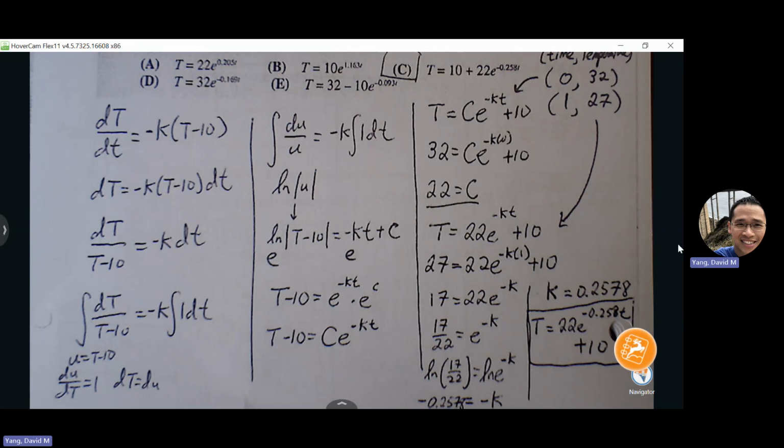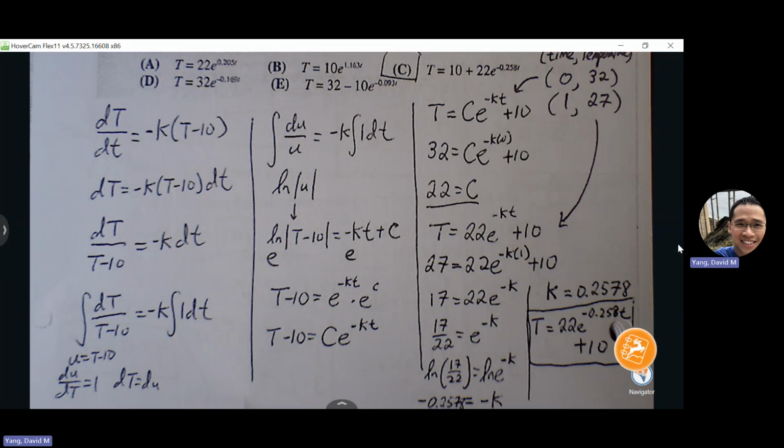I know that at time 0, temperature is 32 degrees, and I can use that to solve for c. Once I solve for c, I update the equation. And now I have another ordered pair, (1, 27). So at time 1 hour in, temperature is 27 degrees. I can use that to solve for k. So 1 goes in for t, 27 goes in for uppercase T. I solve for k. Once I solve for k, then I can create my uppercase T equation, 22e to the negative 0.258t plus 10.